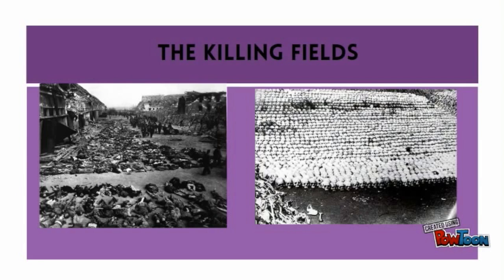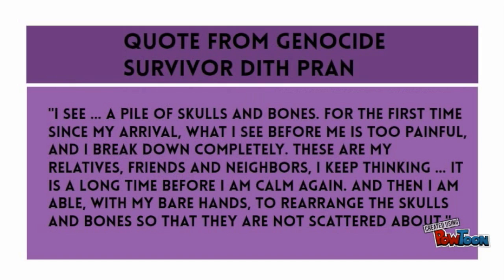Killing fields were plots of land spread over the country where millions of people's lives were taken, then their corpses buried during the Khmer Rouge's reign over Cambodia. An estimated 1.4 million victims' bodies lie in these mass grave sites from the 2 million the Rouge is responsible for killing. Here's a quote from the genocide survivor Dith Pran.